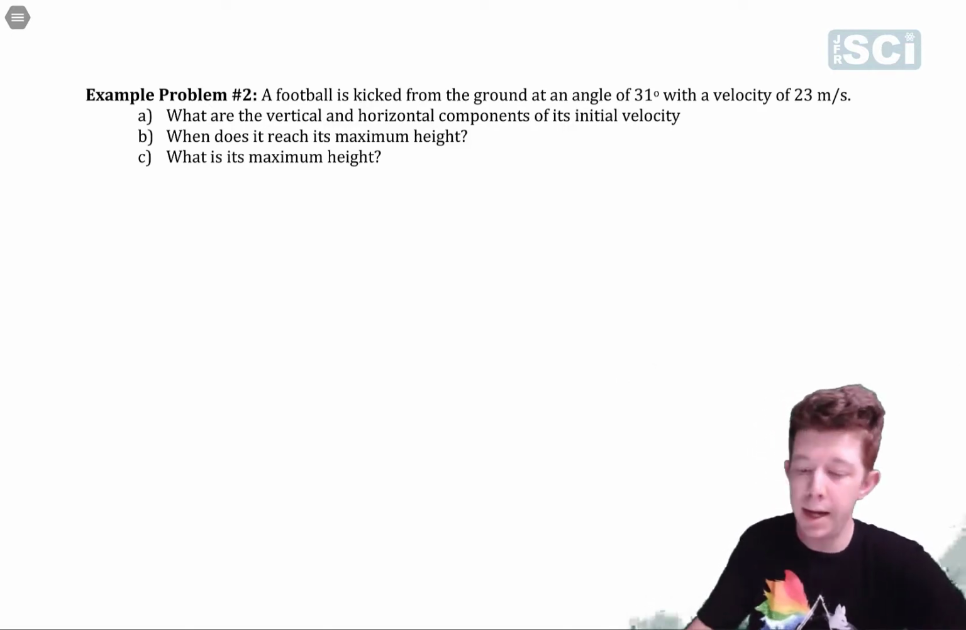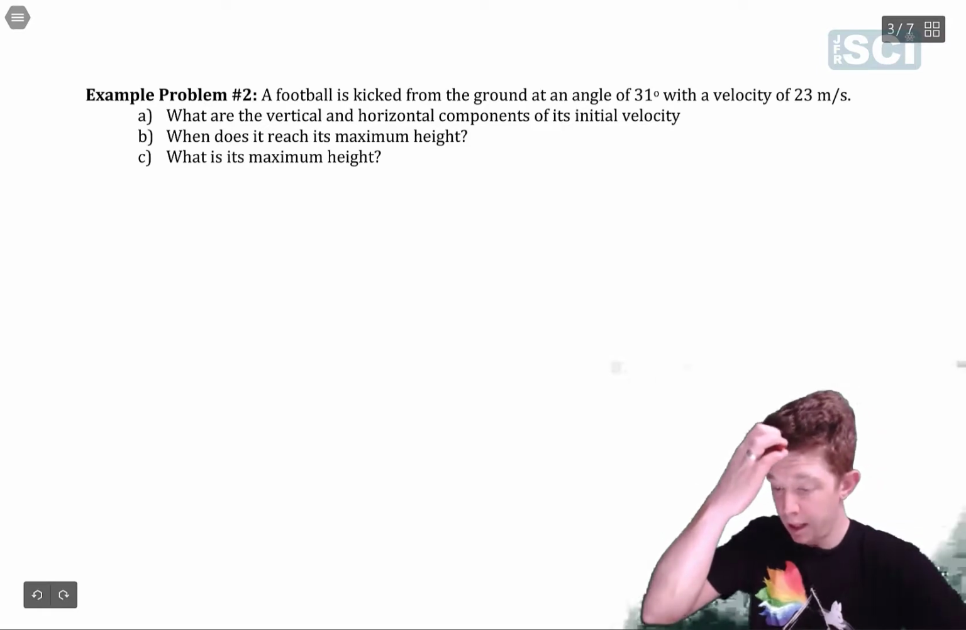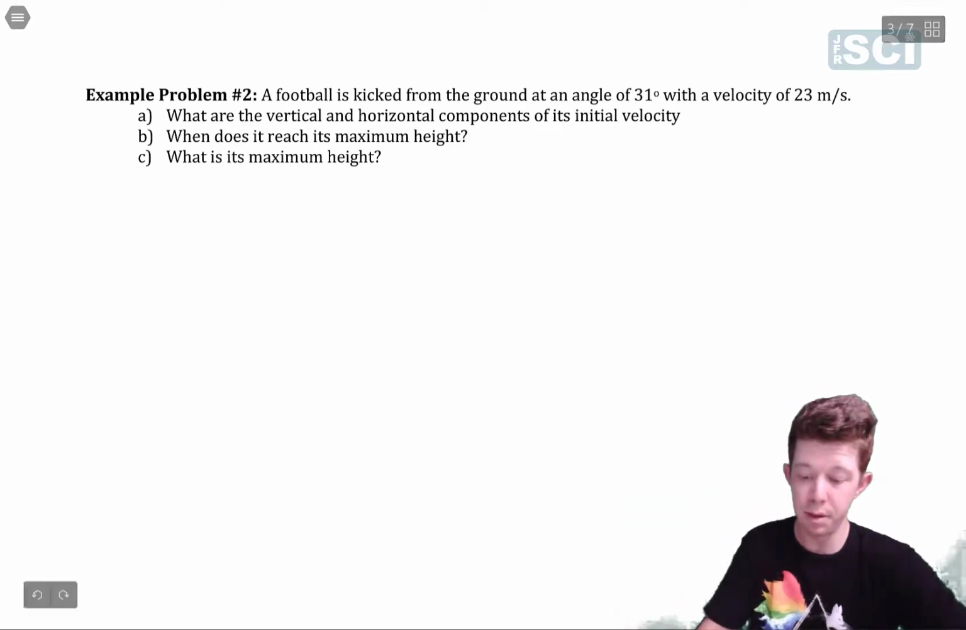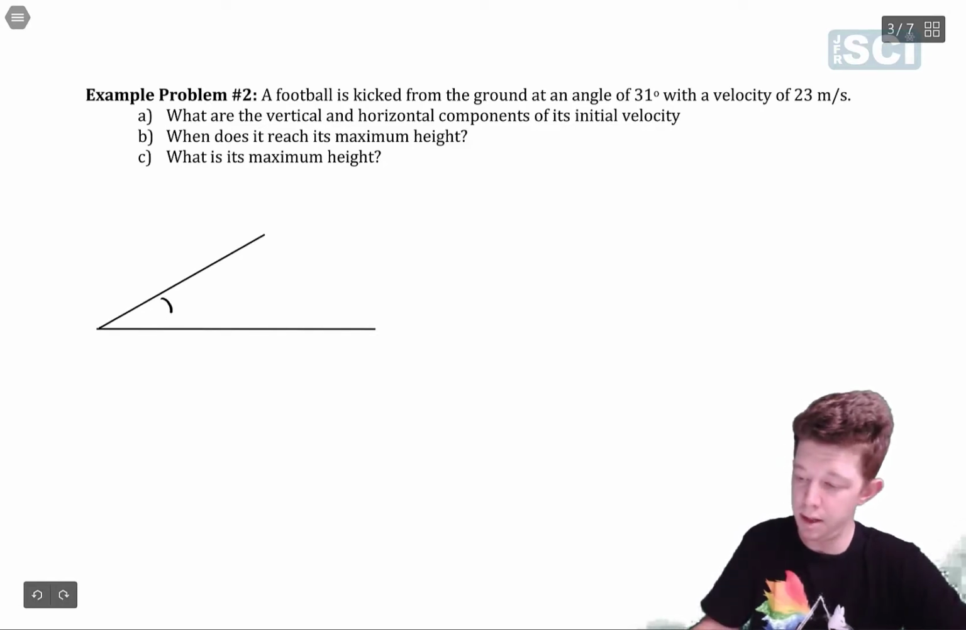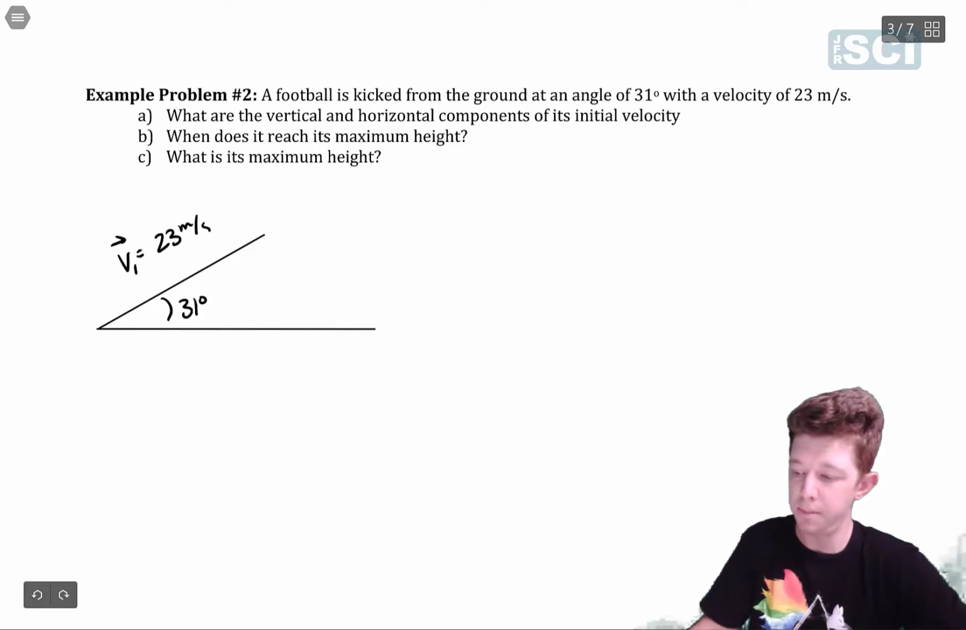Okay, so if we had a football that we were kicking at an angle of 31 degrees above the horizontal. So if this is my situation, I'm kicking a ball that way. So the angle here is 31 degrees. And I'm giving it an initial velocity, so I'll call it V1, of 23 meters a second. And it's flying up into the air.